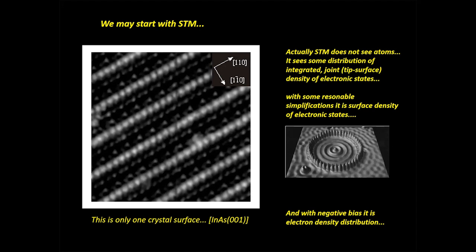Okay, so if you put negative bias on your sample, you see so-called filled states with STM, then you see electron density distribution on the surface. And this, what you see here, is the electron distribution on the surface. So okay, let's move a little bit further. It's all about electrons, right?